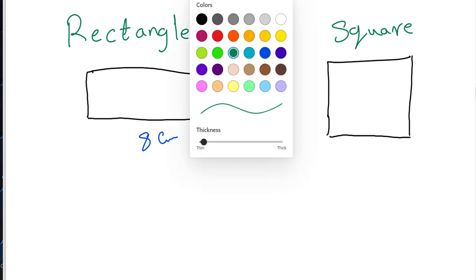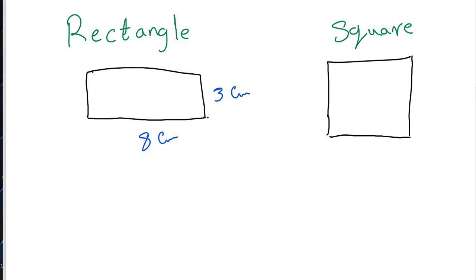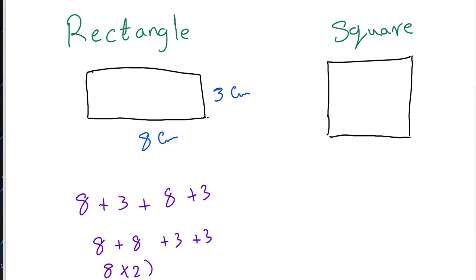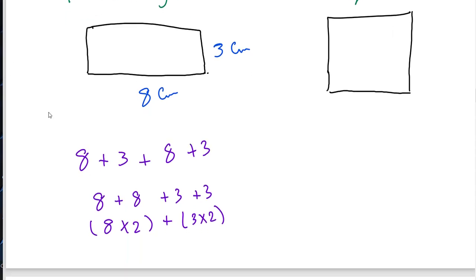For the rectangle, each two opposite sides are equal, so you can say that it's 8 plus 8 plus 3 plus 3, or 8 plus 3 plus 8 plus 3, so this is correct. And you can do it 8 plus 8 plus 3 plus 3, this is right also. You can do it 8 times 2 plus 3 times 2, and all of these will give you the same answer.